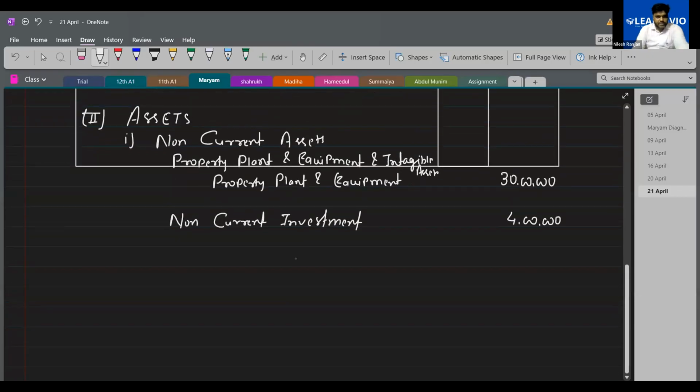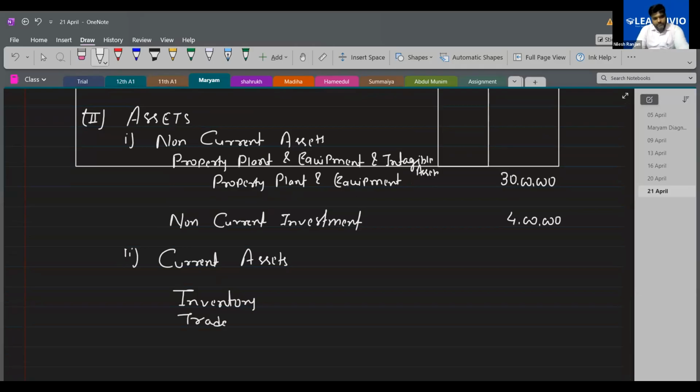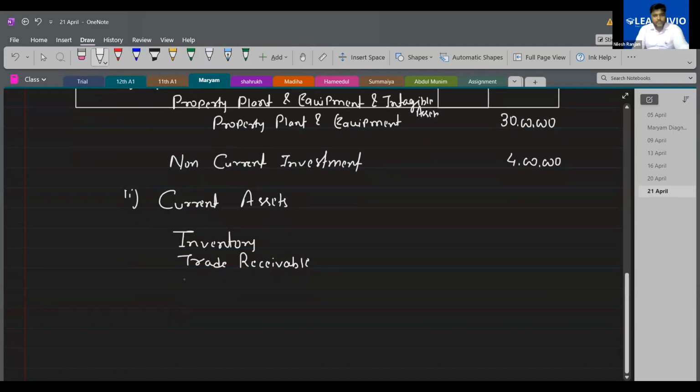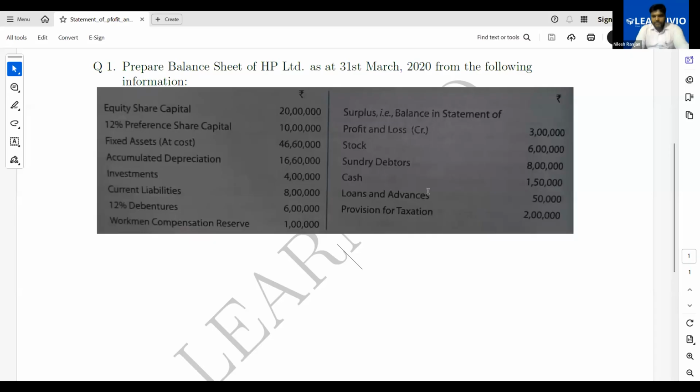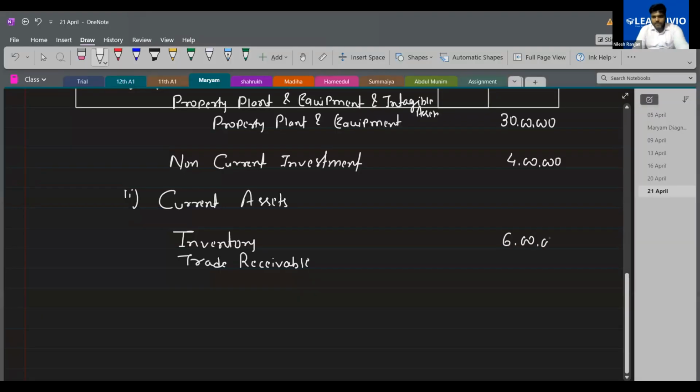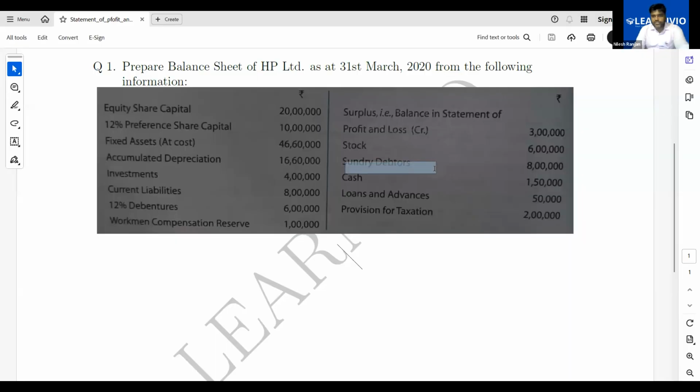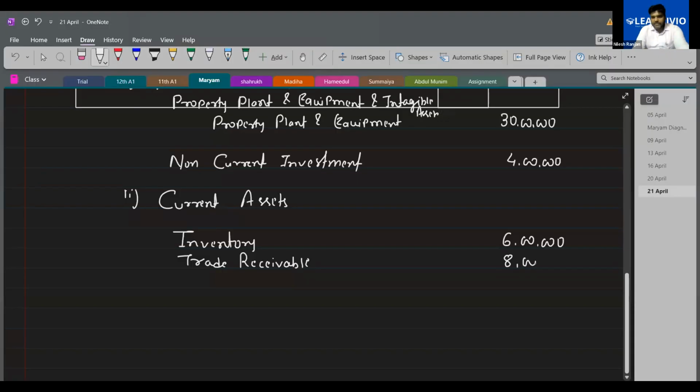Now we will write the second item, current assets. In current assets, the first item is inventory, then trade receivable. Inventory is 6 lakh. Trade receivable means sundry debtors, it is 8 lakh. Then short-term loans and advances.